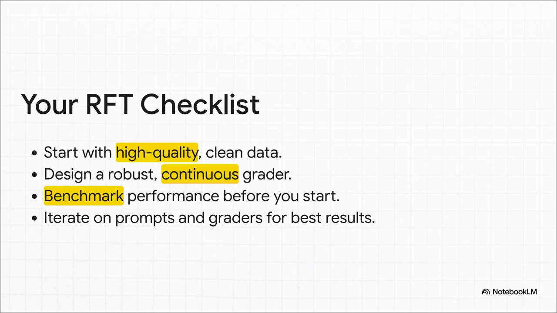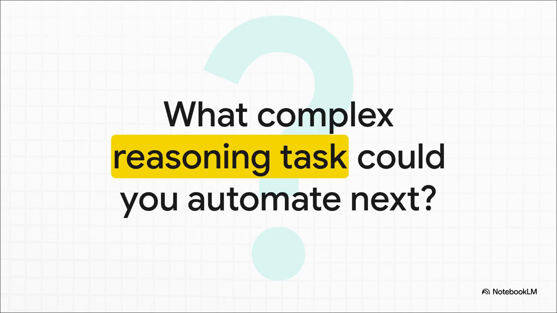So here's your final cheat sheet. Number 1, start with a small set of high-quality data. 2, design a smart, continuous grader that rewards progress. 3, benchmark your base model first so you actually know if you're making things better. And finally, be ready to iterate. Tweaking your grader and your prompts is how you're going to unlock those amazing results. Look, RFT really opens up the door to automating tasks that once seemed way too nuanced or complex for an AI. It's all about teaching these models to think more like we do, more like domain experts. So the real question I want to leave you with is this: what high-level reasoning challenge are you going to solve next?